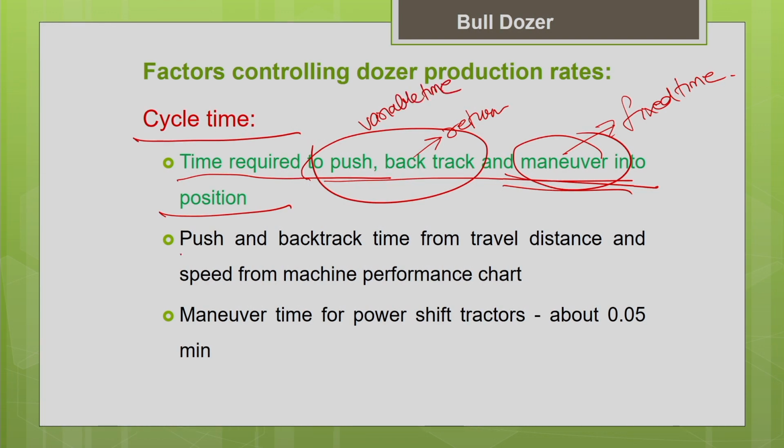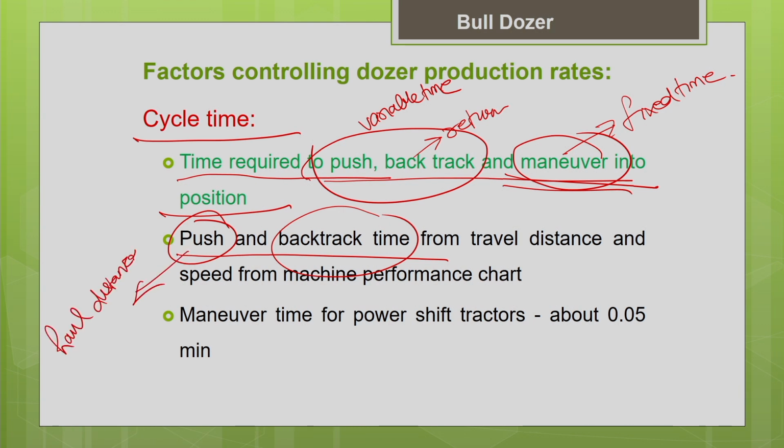Why do we call this push time and backtrack time variable time? Because it is dependent upon your haul distance. So, the greater your haul distance, the greater will be your push time and return time or backtrack time. So, this is solely dependent upon your haul distance. That is why we call it variable. Obviously, it depends upon the speed also. So, to know the push time and the backtrack time, I need to know the travel distance or the dozing distance or the haul distance, and I also need to know the speed.